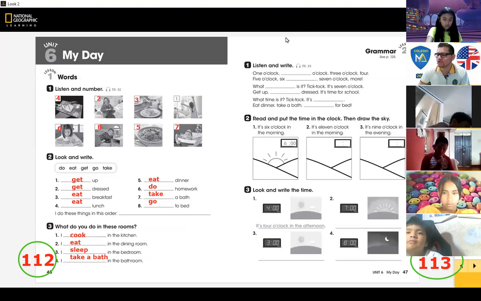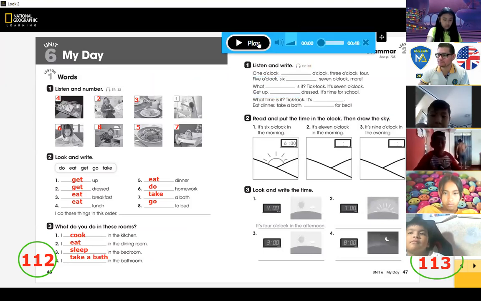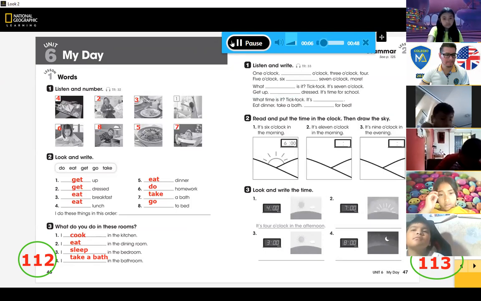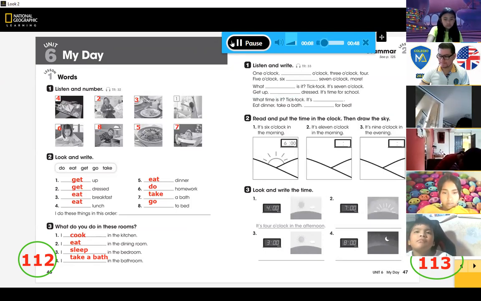Now, let's see, what do we have in this part? Look, listen and write, pay attention. Track 33. Unit 6. Lesson 2. Grammar. Activity 1. Listen and write.